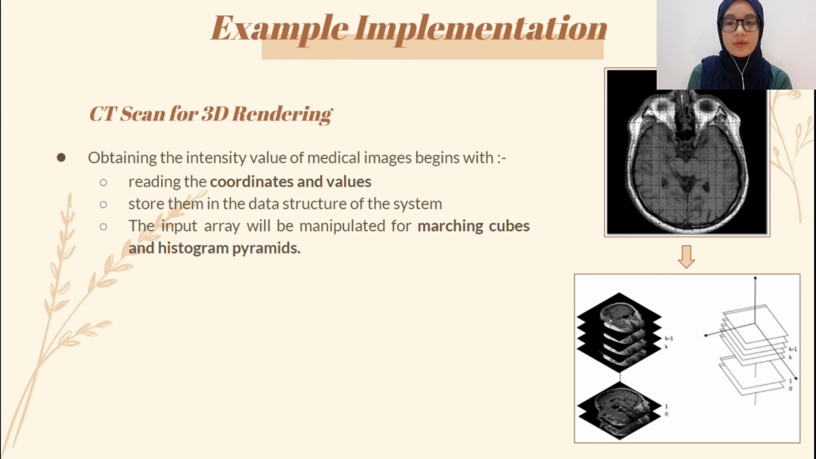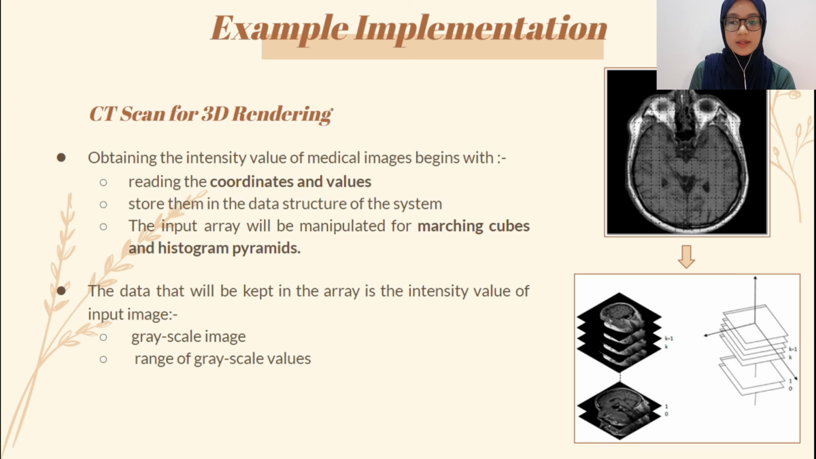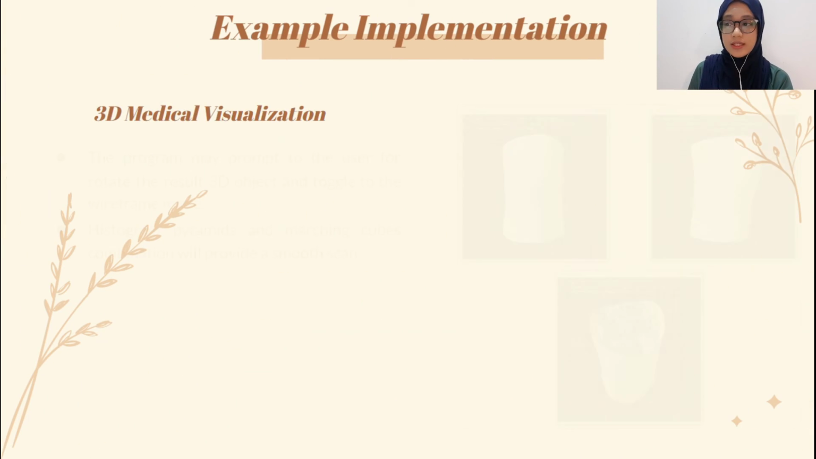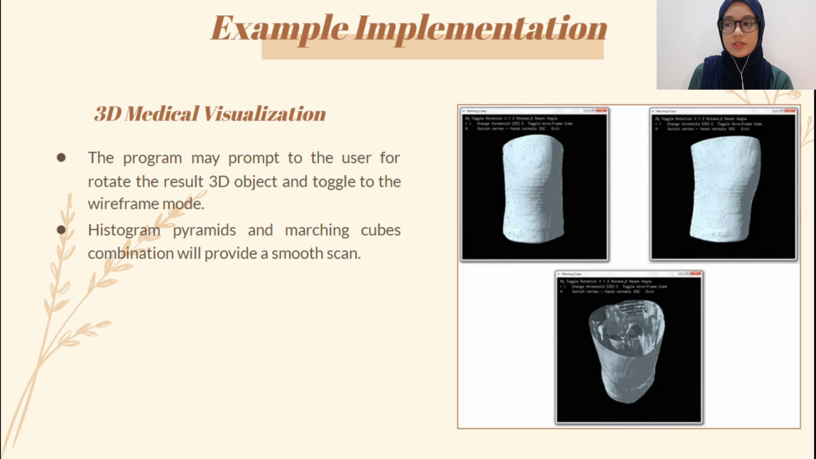So here is an example on the right. It is a CT scan of a human brain. This is an example of the stored data in an array system. The data will be kept in an array and the intensity values of the input image will be in grayscale, in the range of grayscale values from 0 to 256. Next is 3D medical visualization, where the program may prompt the user to rotate the result of the 3D object. So the histogram pyramids and the marching cubes will be combined to provide a smooth scan, as you can see in the picture on the right. That's why medical fields use these methods.